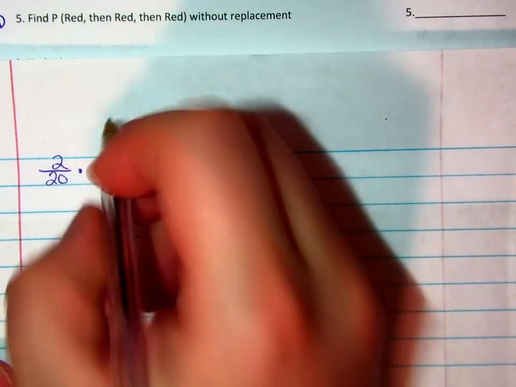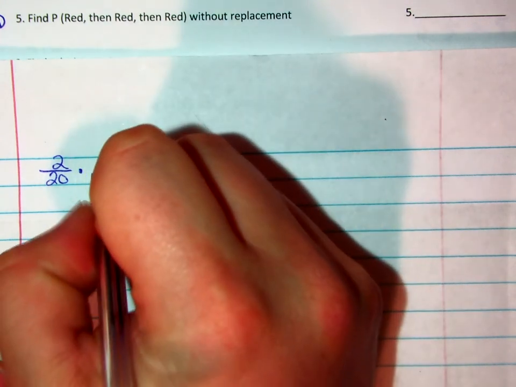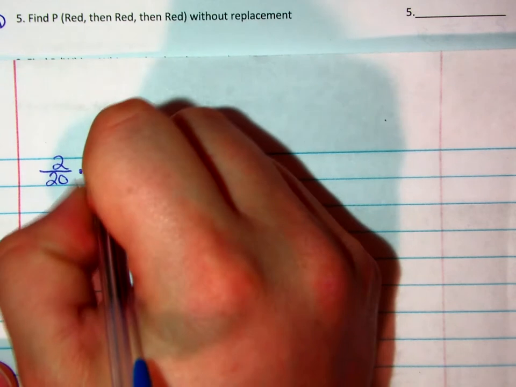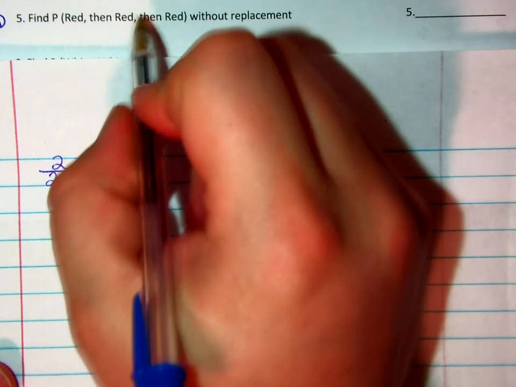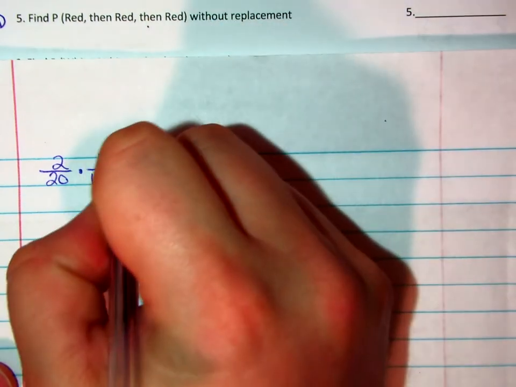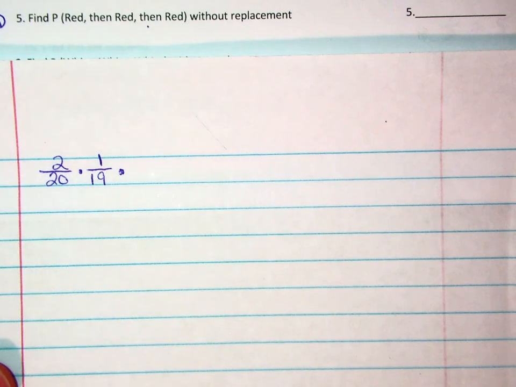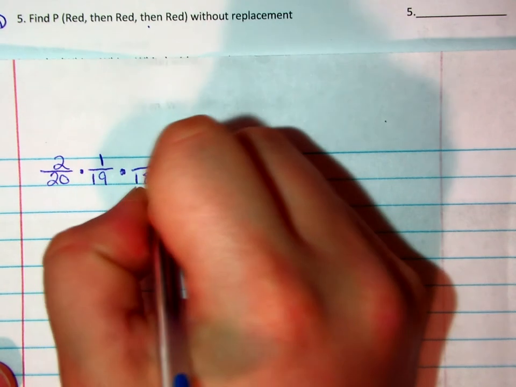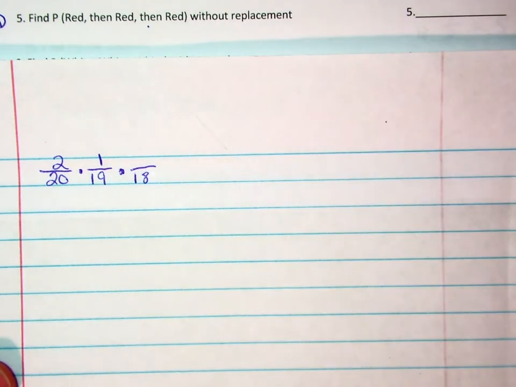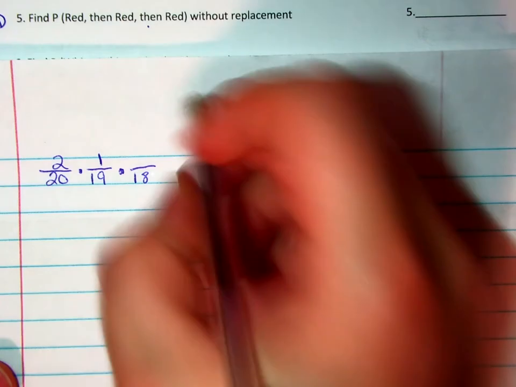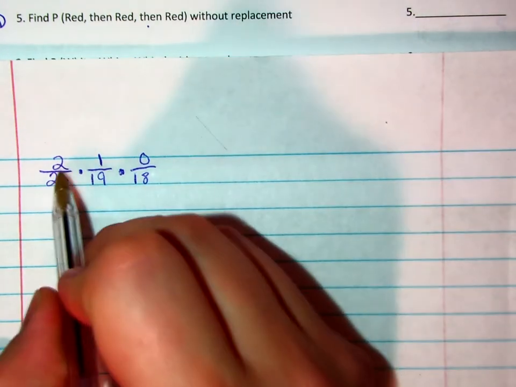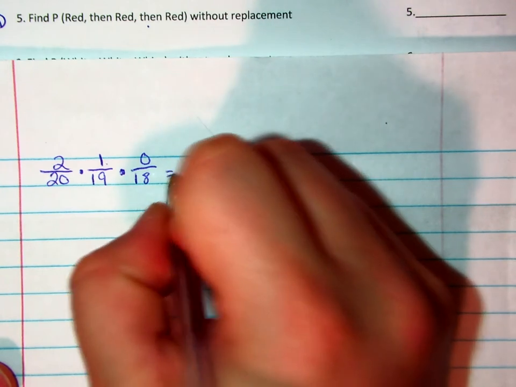Since I'm not replacing the marble, the quantity of marbles has decreased by 1. The quantity of red marbles has decreased by 1. So 2 minus 1 is now 1 red marble. Again, my probability statement has a then, so we're going to be multiplying again. I've now again decreased the quantity of marbles by 1 marble, so we now have 18. And I've decreased the quantity of red marbles specifically by 1 marble, so there are now 0 red marbles. 2 times 1 times 0 equals 0.